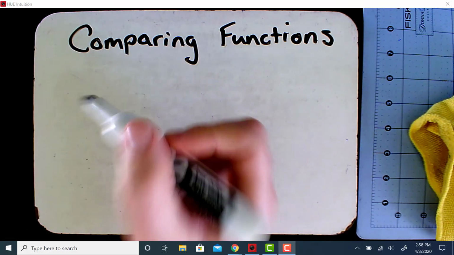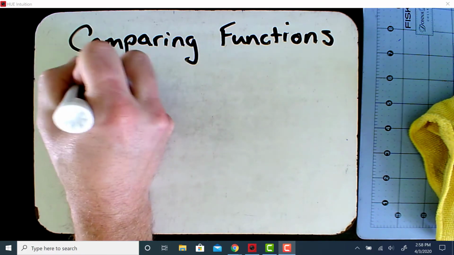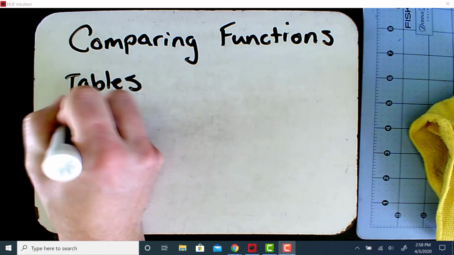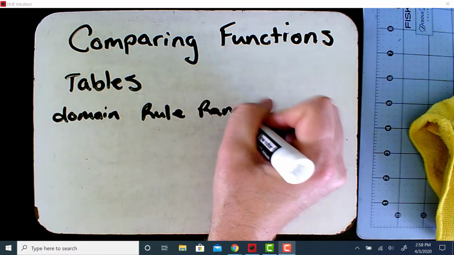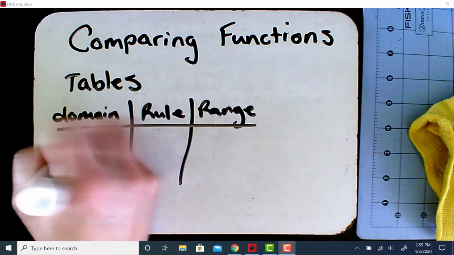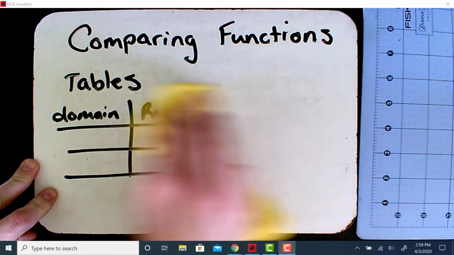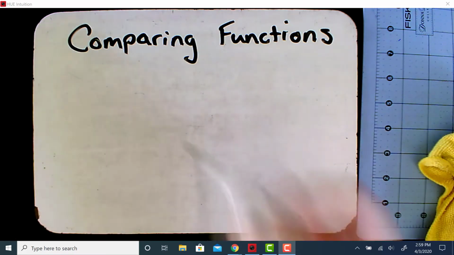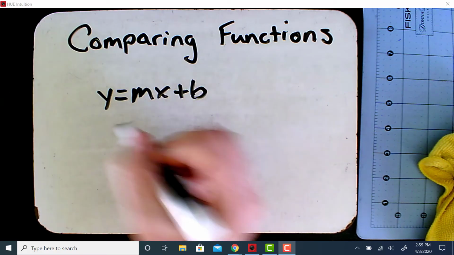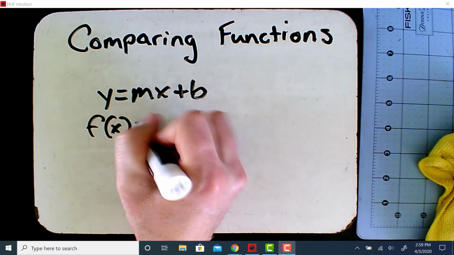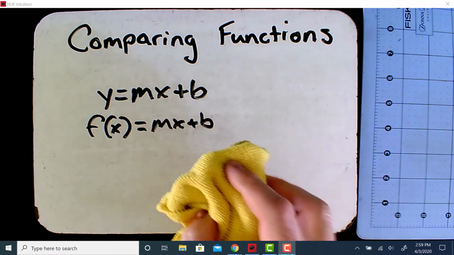In this particular lesson, we're going to be comparing different functions that are written in different forms. In past lessons, we've mentioned that we can show a function in several different ways. We've shown them as tables, where we've had the domain on one side, the rule in the middle, and the range on the outside of the table. That's one of the ways that we can write a function. Another way we've written functions is to use an equation, such as y equals mx or y equals mx plus b, or in some cases f of x equals mx plus b. So an equation is another way that we can write a function.